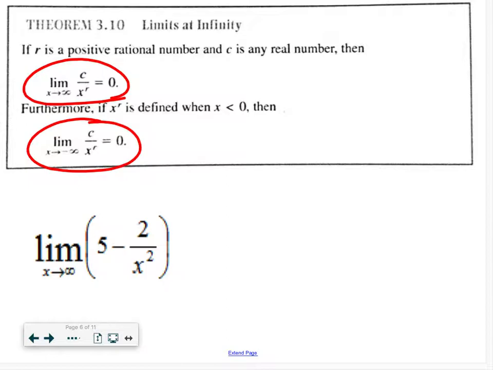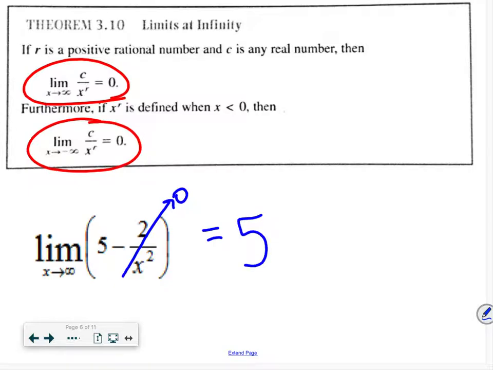The limit as x approaches infinity of 5 minus 2 over x squared. Okay, Eli already has it figured out. Eli, explain it to us. 2 over x squared is 0. So 5 minus 0 is 5.